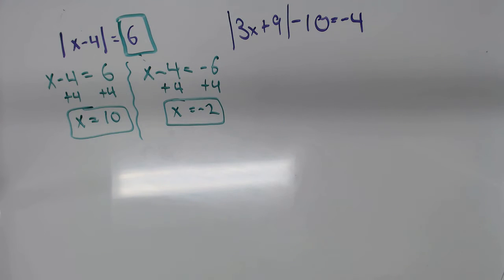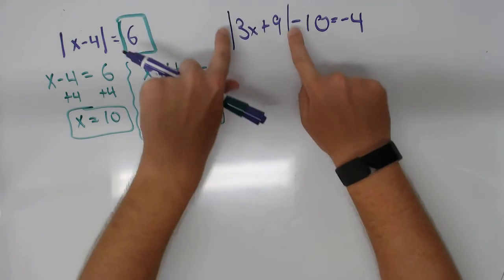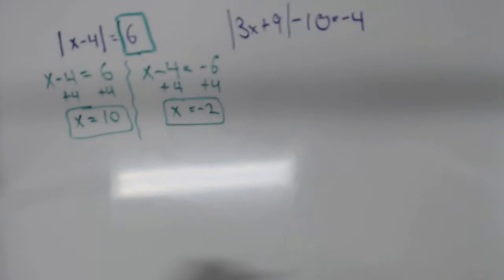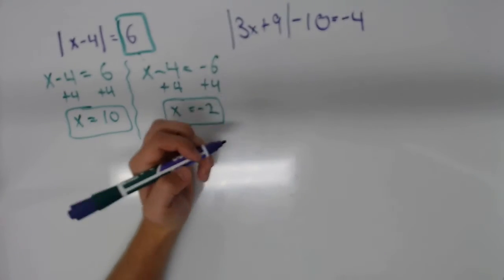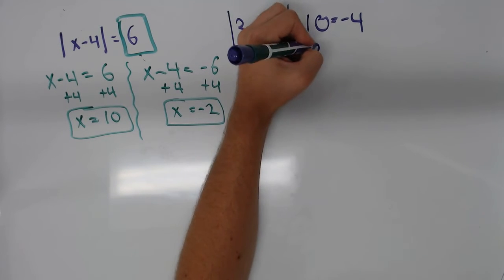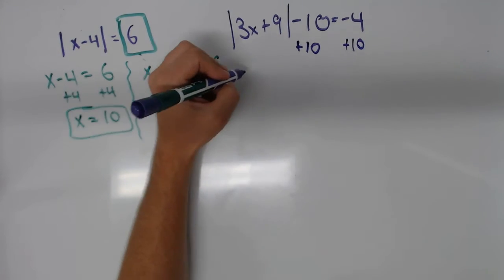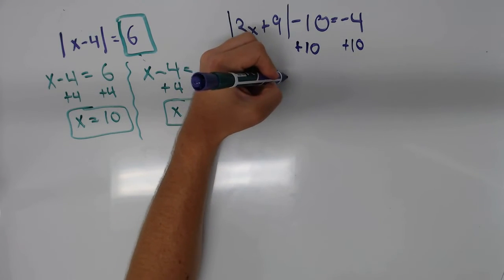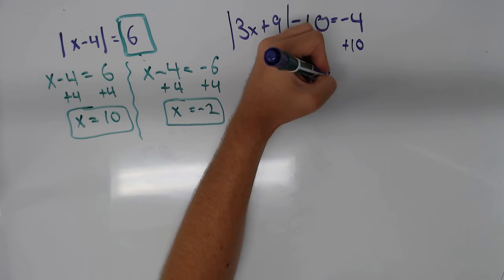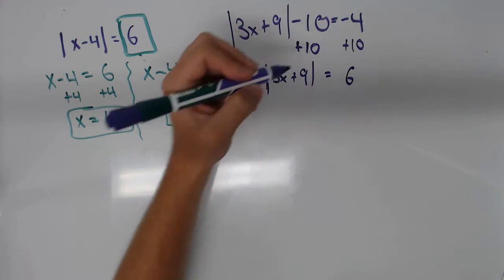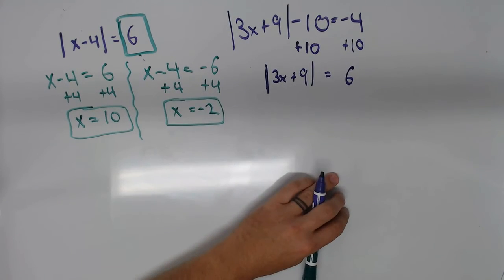So now we do have to follow that first step, isolate the absolute value. So right now I'm going to treat this whole absolute value like it's one untouchable thing. I've got to get everything else away from it. So there's a 10 being subtracted. Opposite of subtracting is adding. So I'm just going to do that. So I've still got my absolute value over here. Negative 4 plus 10 is 6. Now my absolute value is alone.